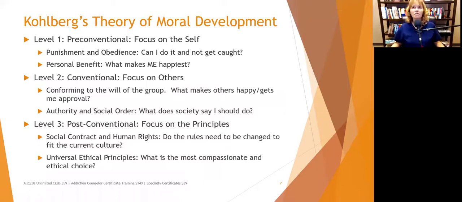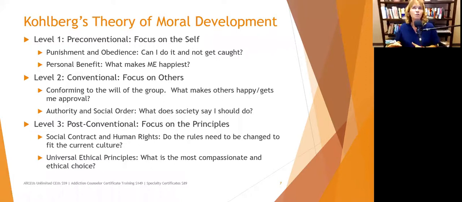Kohlberg's levels of moral development. Level 1 is pre-conventional. The focus is on the self. Can I do it and not get caught? The question the person asks or the child asks is, what makes me happiest? And you'll notice there are no ages on this because Kohlberg said that not everybody develops into future moral stages, but this is generally what we see. Generally, pre-conventional is your younger children. What's going to make me happy? How can I get away with it?